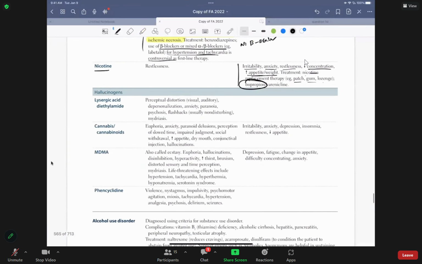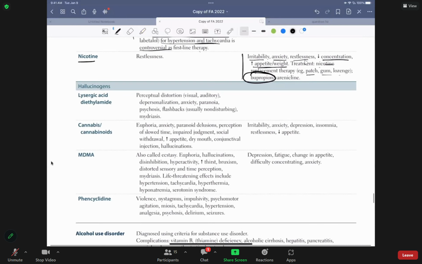Let's go here. In this topic, recently, you need to know these and this for sure. Okay, let's start with PCP, right?